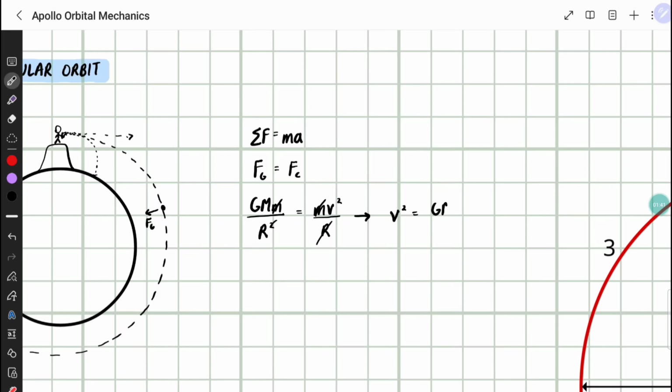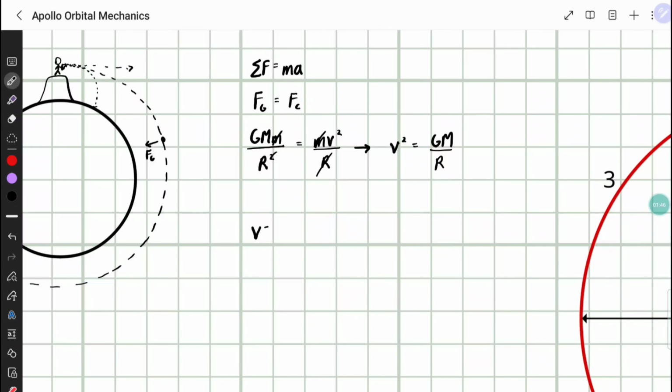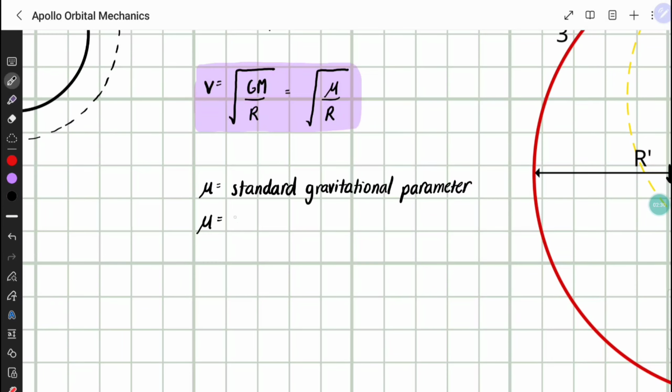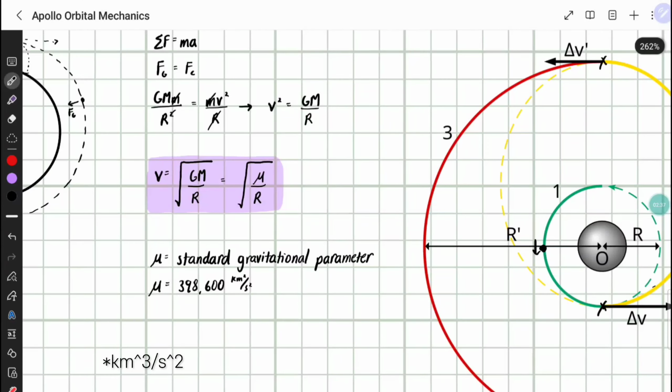Canceling some variables out here, we see that the velocity is equal to the square root of GM over r. GM can be represented by mu as a constant, and this is the equation for the velocity of an object in circular orbit, and this is a constant velocity in the entire circular orbit. So mu is the standard gravitational parameter, and this can replace GM to make the equation a little cleaner.